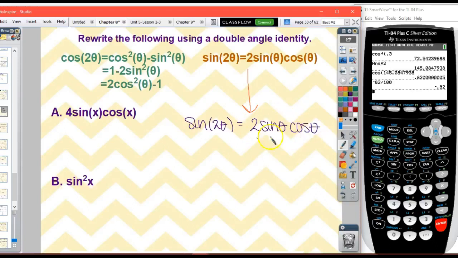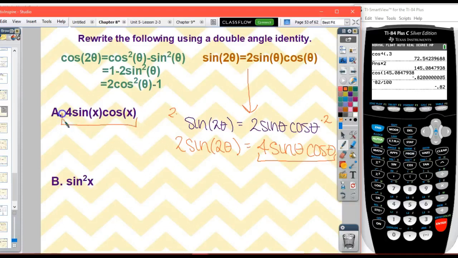So to make this side look like the 4 sine cosine, I would have to multiply it by 2. Well, if I do it over here, since I know these two things are equal, I'm going to multiply over here by 2 as well. So I get 2 sine of 2 theta would equal 4 sine times cosine. Well, that means that this piece, we could use the double angle identity, and it would just equal 2 sine of 2 theta.